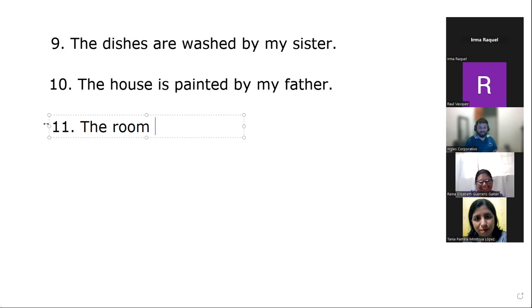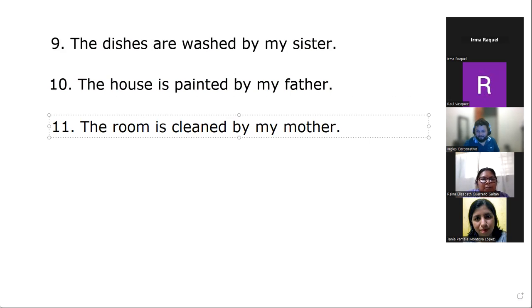The room is cleaned by my mother. I can answer the question in Spanish, please. I don't speak any English very well. What is your question? Go ahead. Cuando se usa, quiero ver, is, was, o solo se usa was, o solo se usa is.